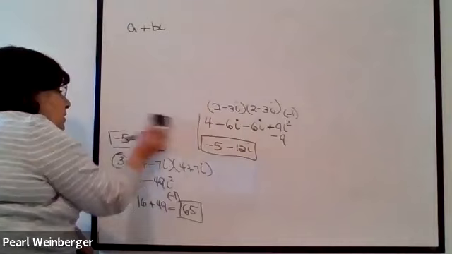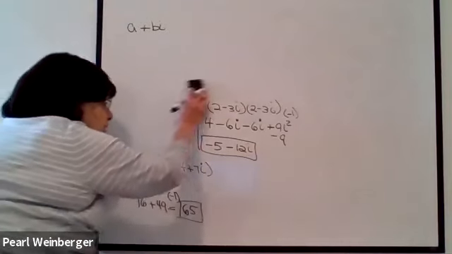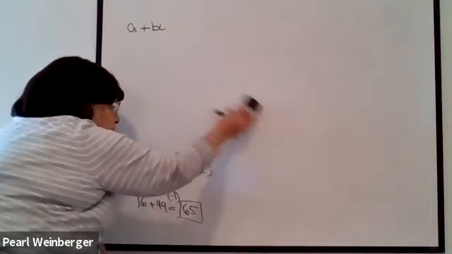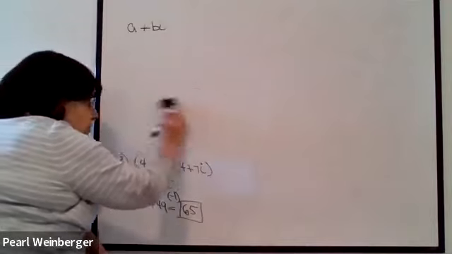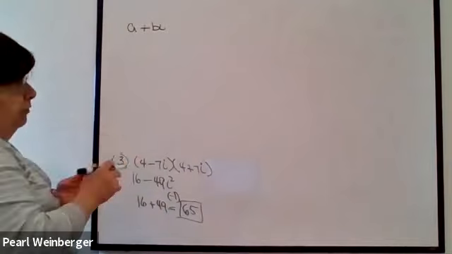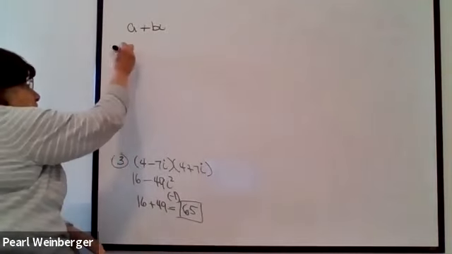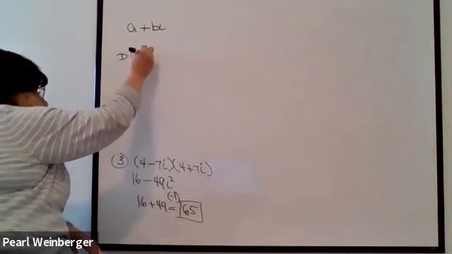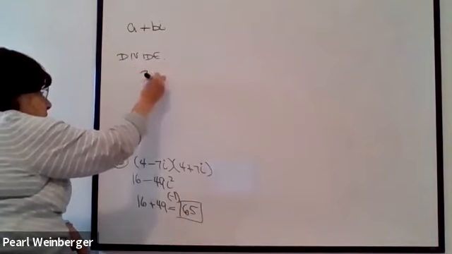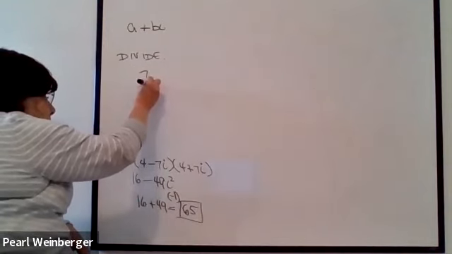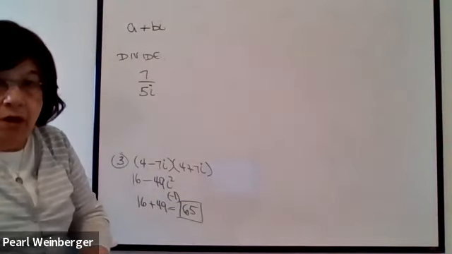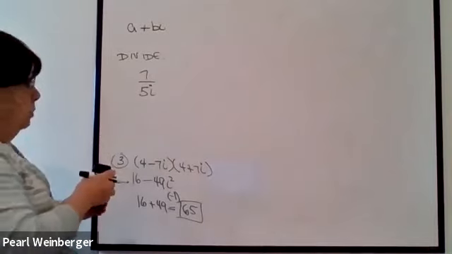You see, this is really not hard, except for that one step of changing i squared to negative 1. You're just doing regular algebra, things that we've done before. So there are two types of division that we could have. We could have a division where we would have something like 7 divided by 5i. In other words, we have a single term in the denominator, a monomial.